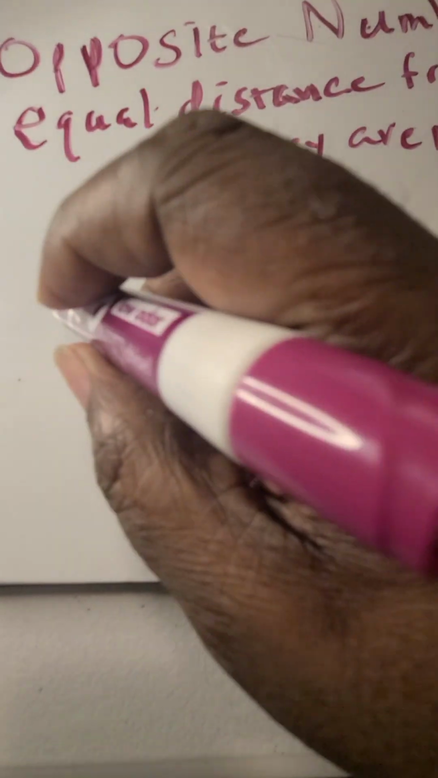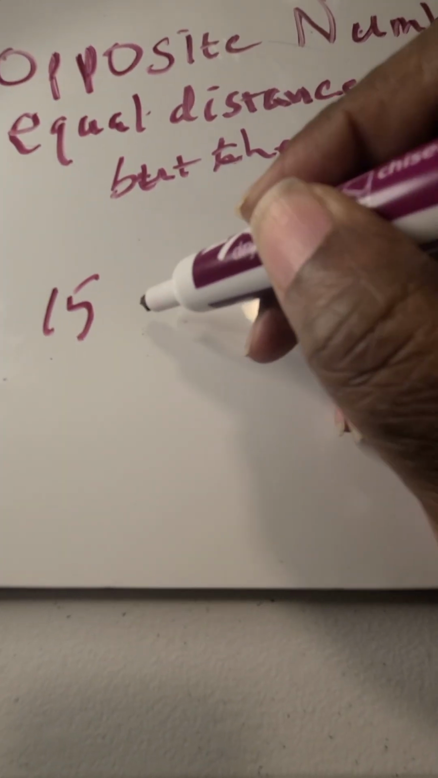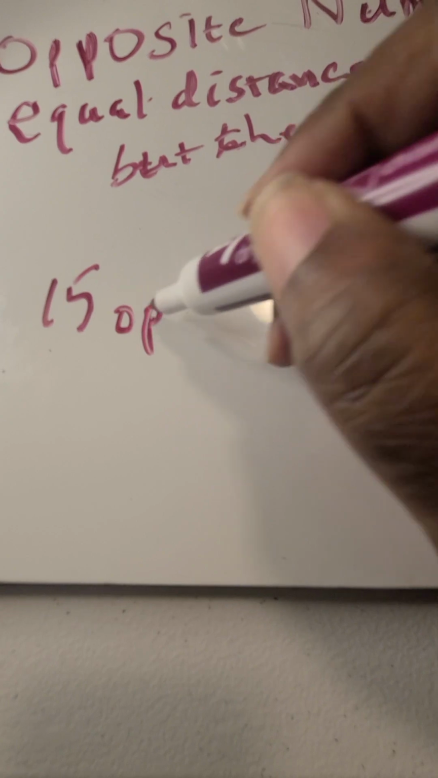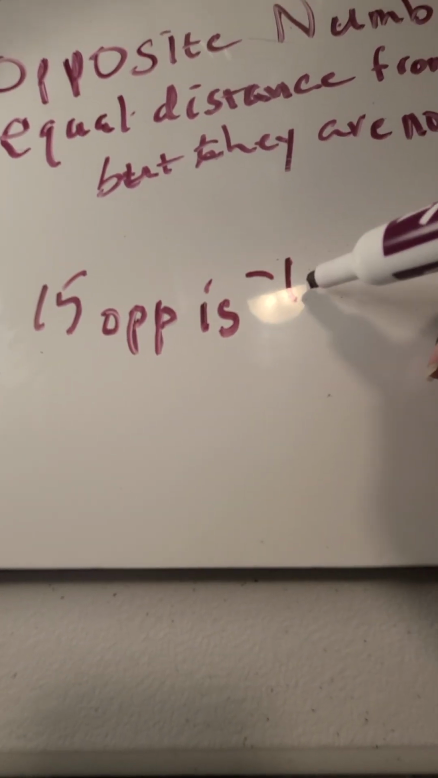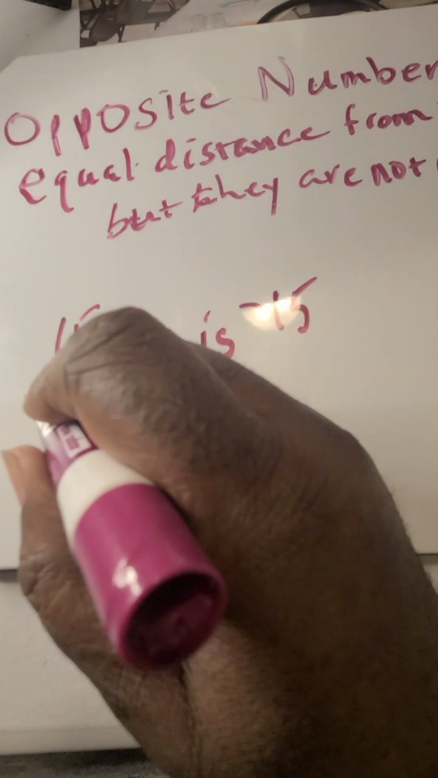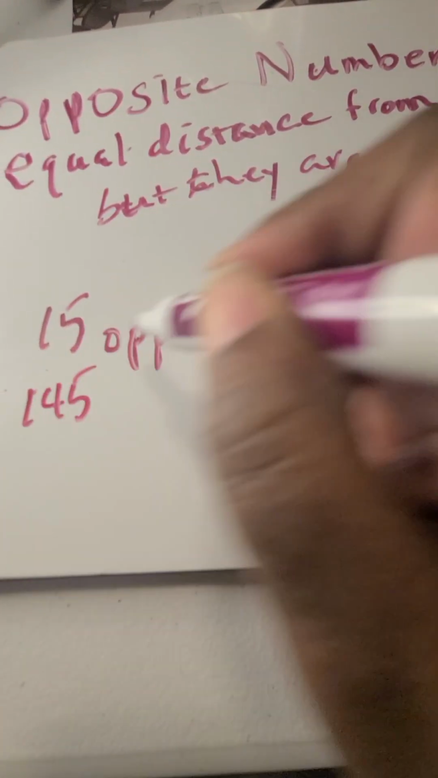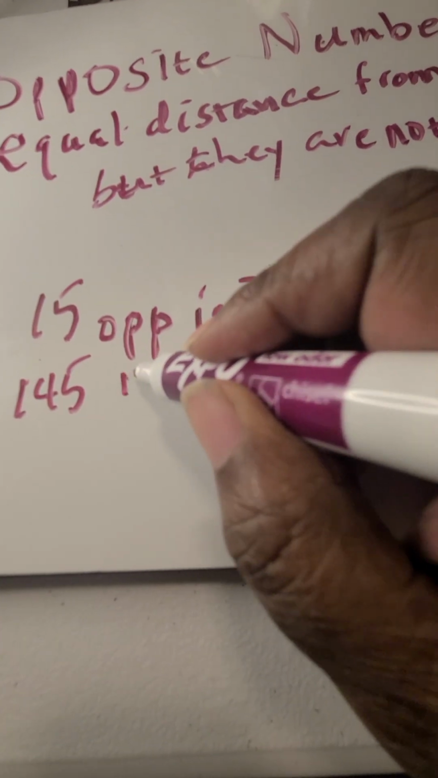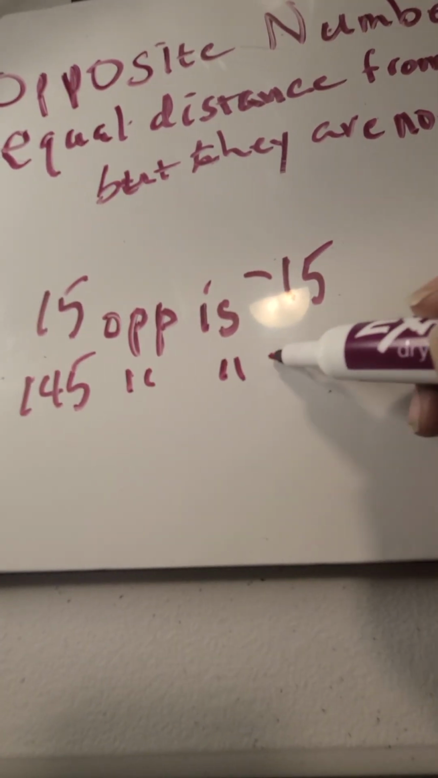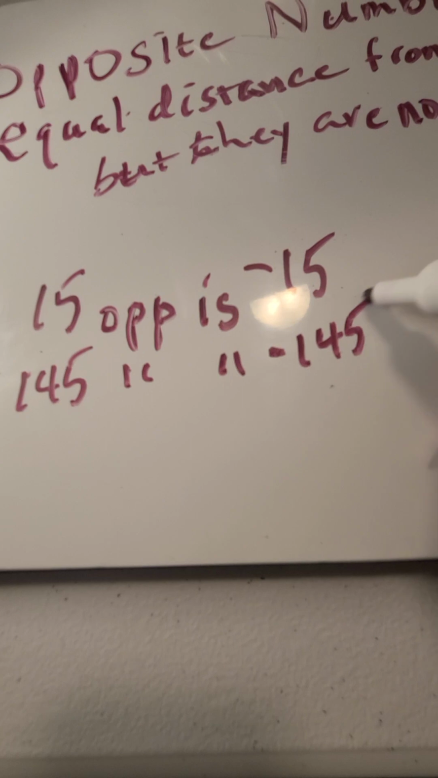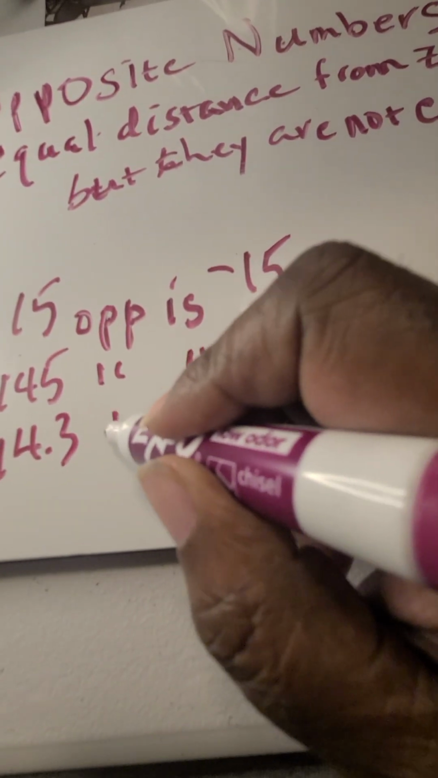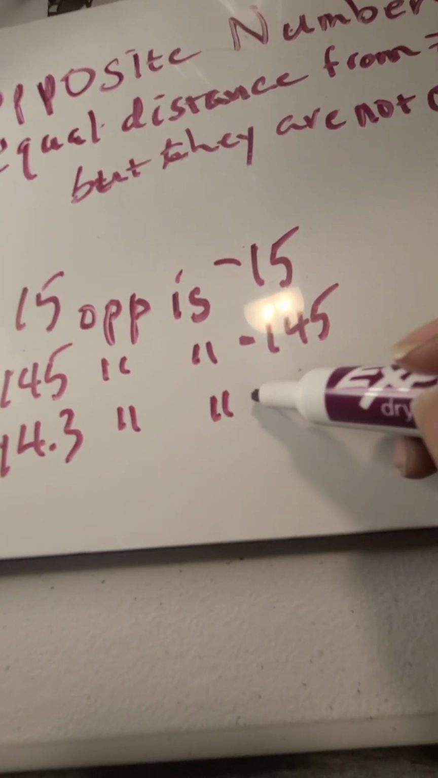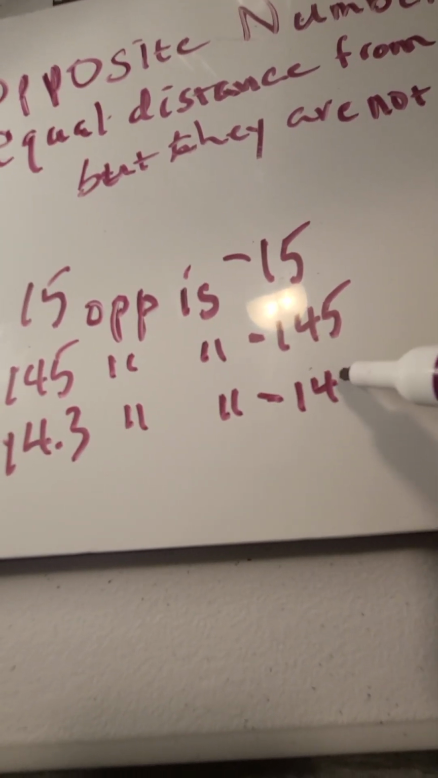Okay? So if you know 15, then you know its opposite is -15. If you know 145, its opposite is -145. If you know 14.3, its opposite is -14.3.